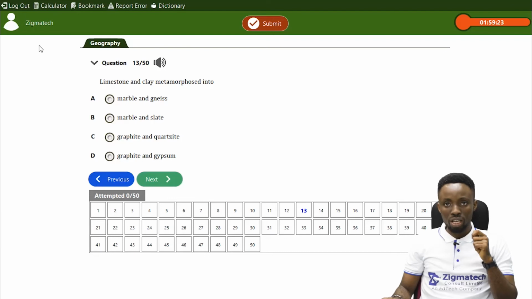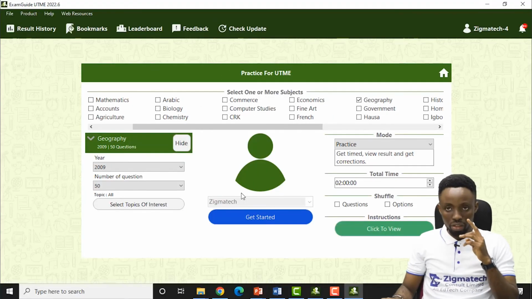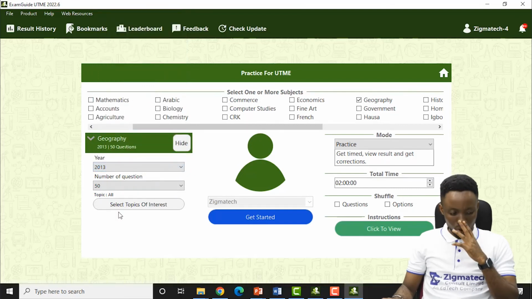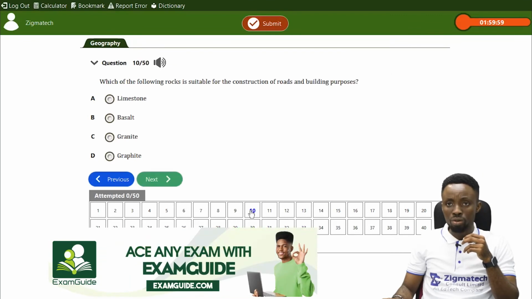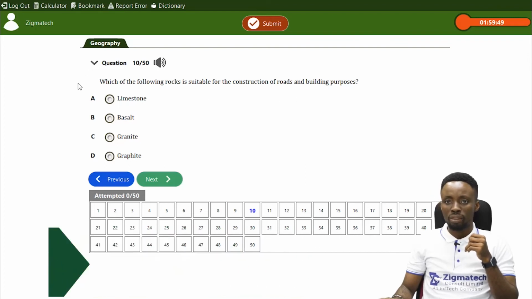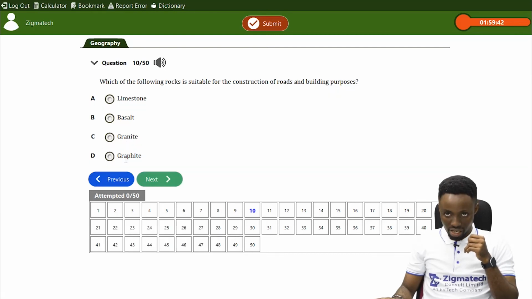So let's look at another question in the UTME 2013. Let's look at question number 10. Now it says, which of the following rocks is suitable for the construction of roads and building purposes? Now we have A, limestone, B, basalt, C, granite, D, graphite.